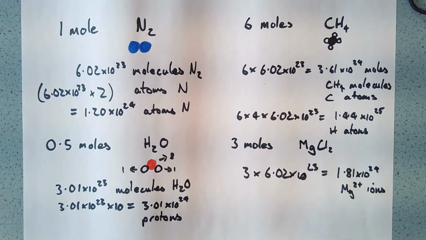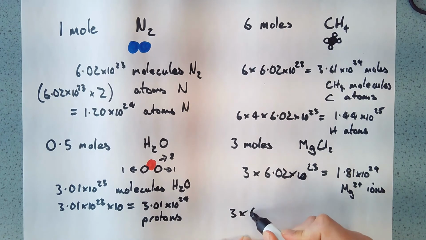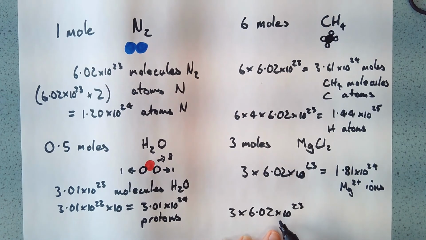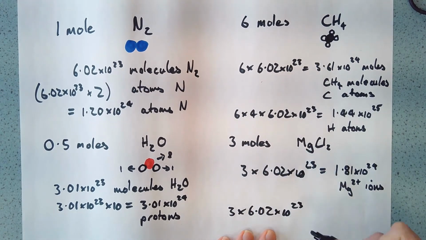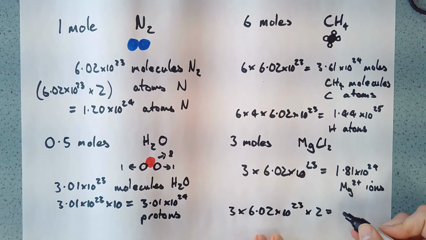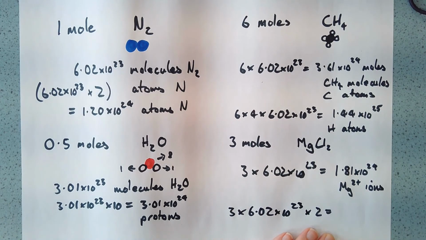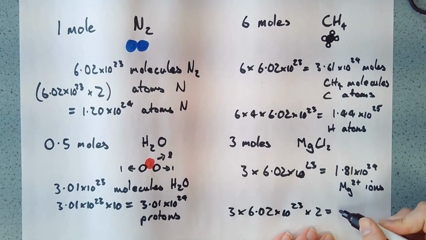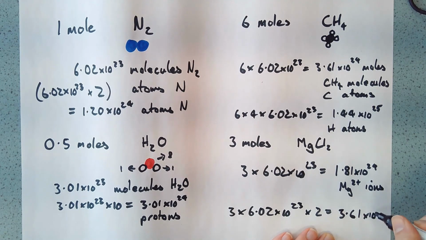With the chloride ions, we would then have 3 times 6.02 times 10 to the 23. So our Avogadro number is the number of particles we have in a mole. We have 3 moles, and then we're going to multiply that by 2 because we have 2 chloride ions in our formula. So that would be 3.61 times 10 to the 24 Cl- ions.